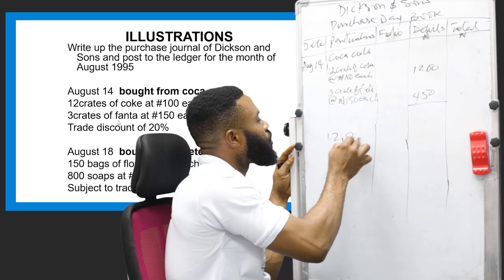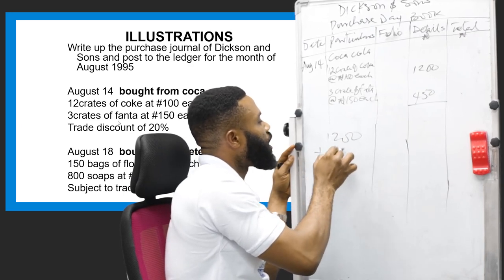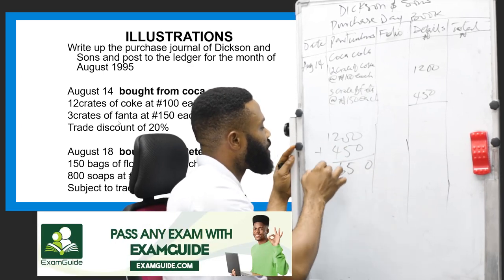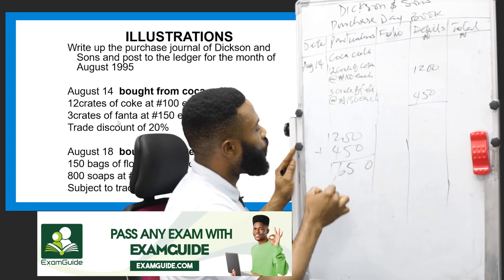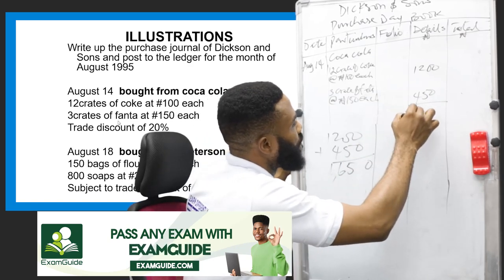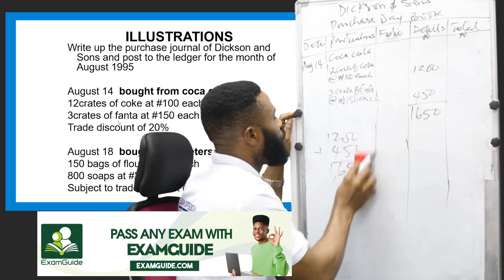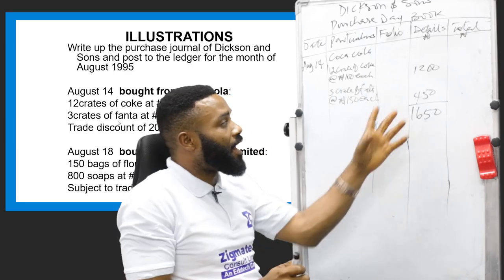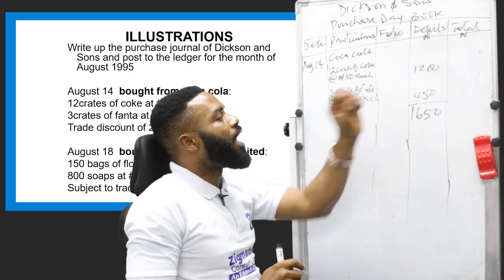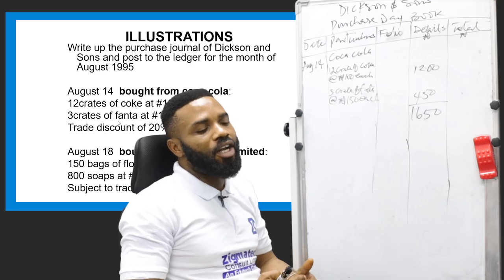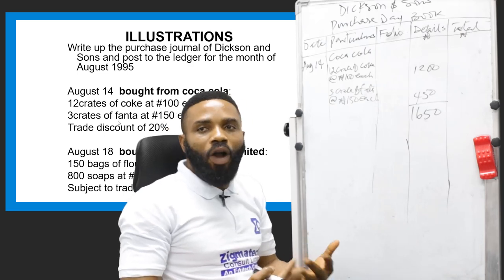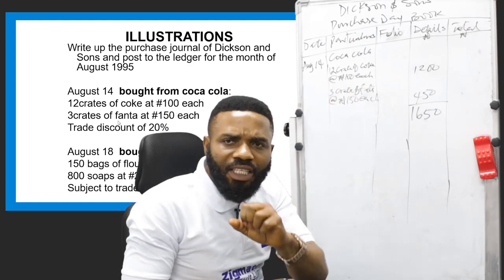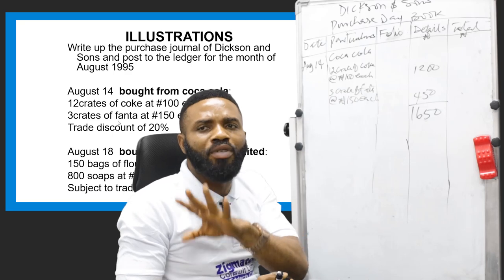Now, if you add 450 to 1,200, you have 1,650. That will be the value. Ordinarily, this would have been the money we are expected to pay to Coca-Cola on the 14th of August. But there is a clause that says a trade discount of 20% was given.